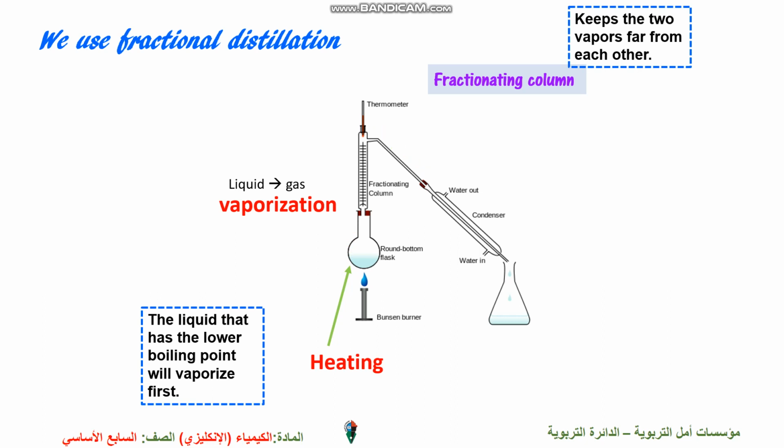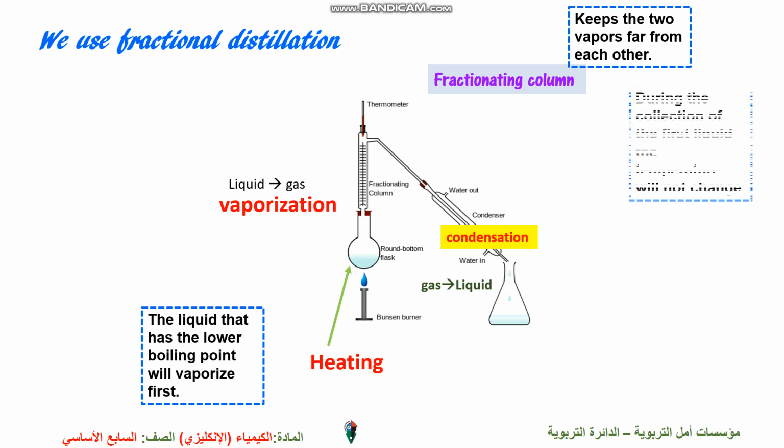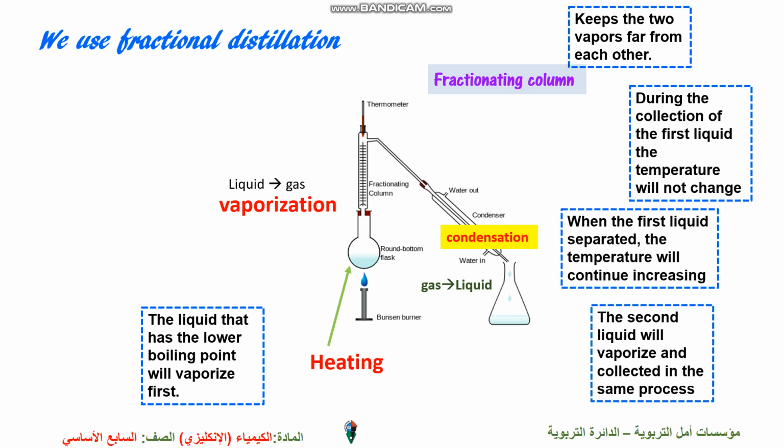Then it will go to the condenser. In the condenser, condensation takes place, changing from gas into liquid. The liquid will be collected in the Erlenmeyer flask. During this time, the temperature will remain at the boiling point of the first liquid. When the first liquid has finished, the temperature will continue increasing until it reaches the boiling point of the second liquid, then the second liquid will vaporize and be collected in the same way.